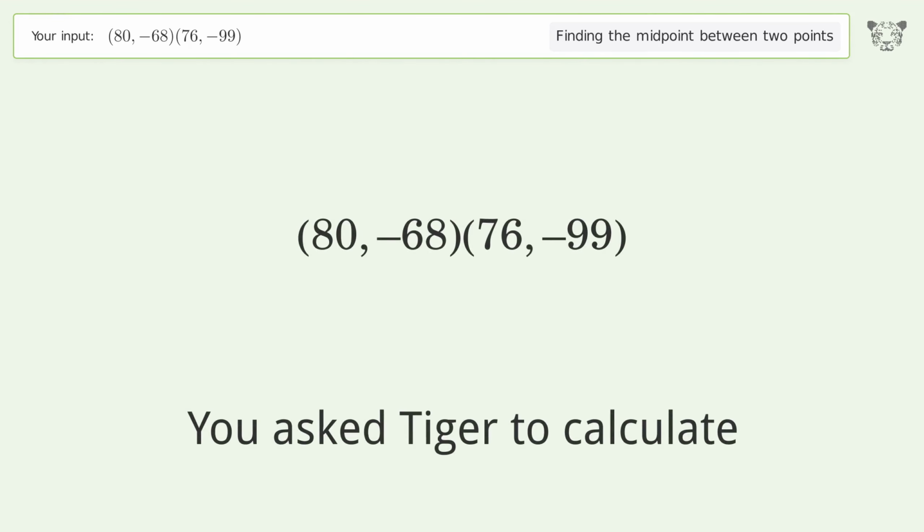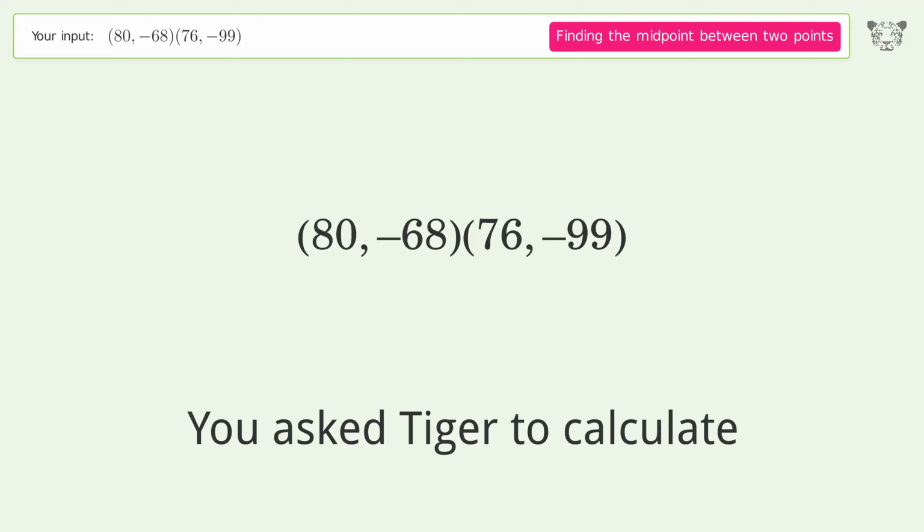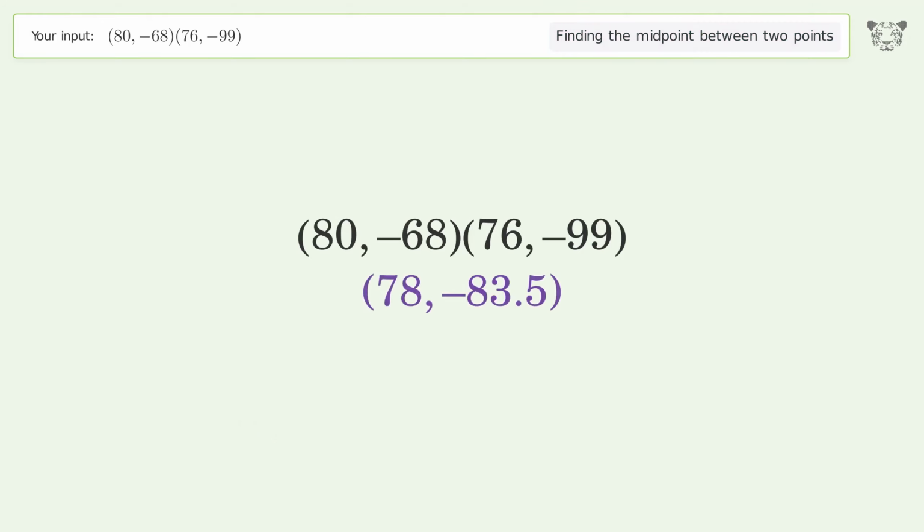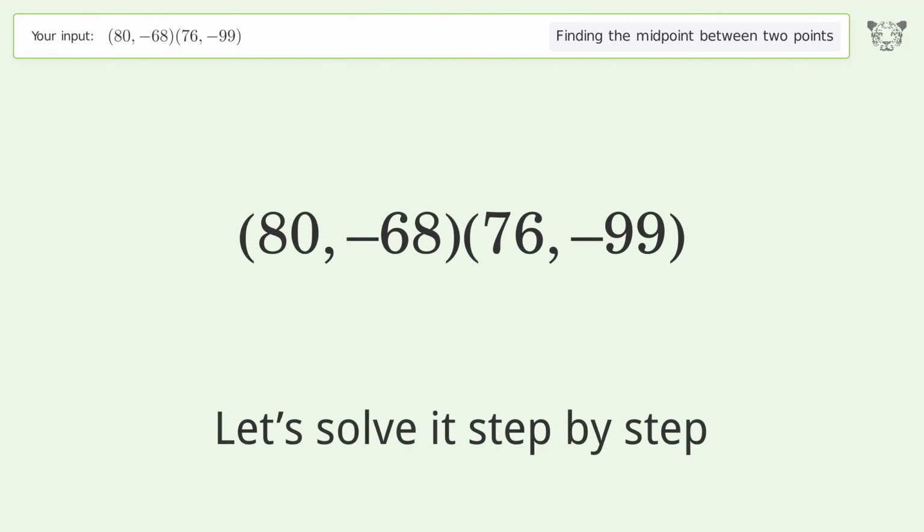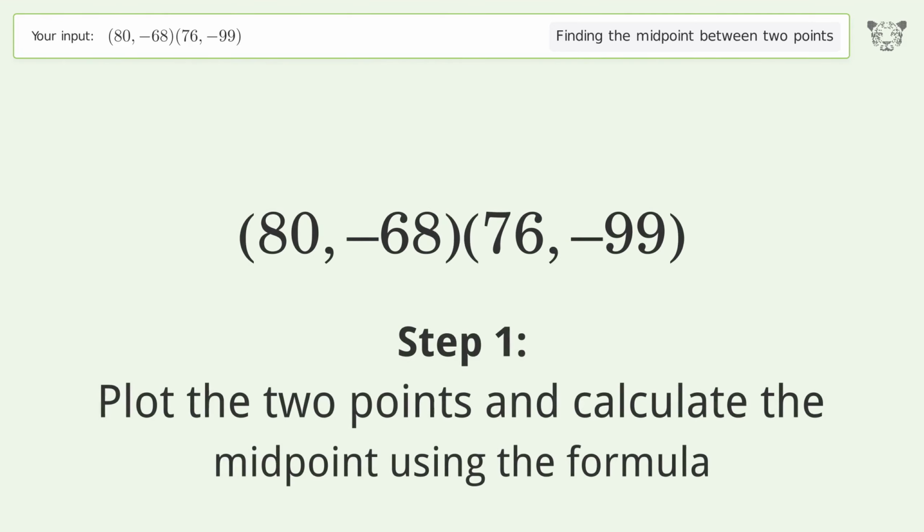You ask Tiger to calculate. This deals with finding the midpoint between 2 points. The midpoint between the 2 points is 78, negative 83.5. Let's solve it step by step. Plot the 2 points and calculate the midpoint using the formula.